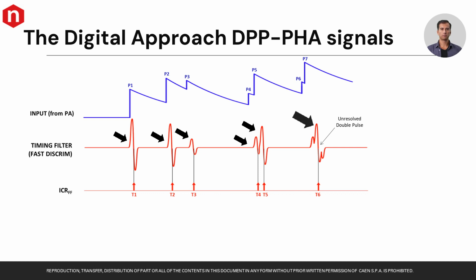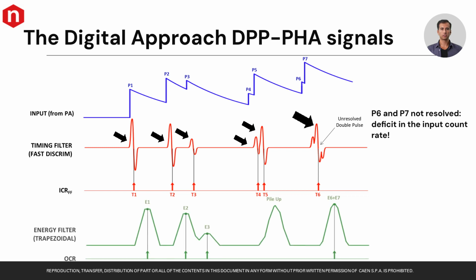However, pulses P6 and P7 are so close to each other that the timing filter, although fast, is unable to discriminate them. The filter will perceive them as a single pulse, as there is only one zero crossing, resulting in a deficit in the ICR count. This deficit can be statistically recovered in post-processing, considering the known dead time of the fast filter.